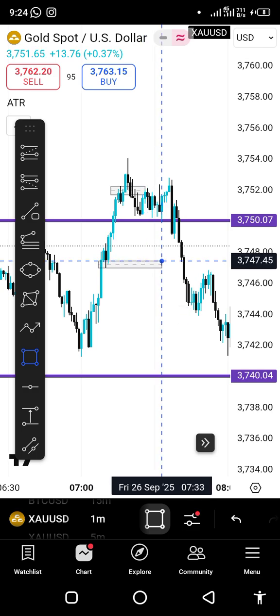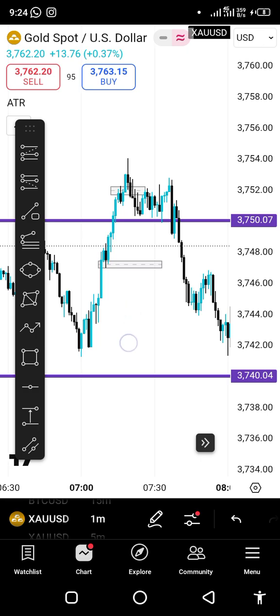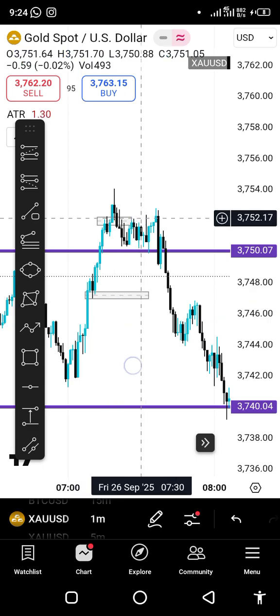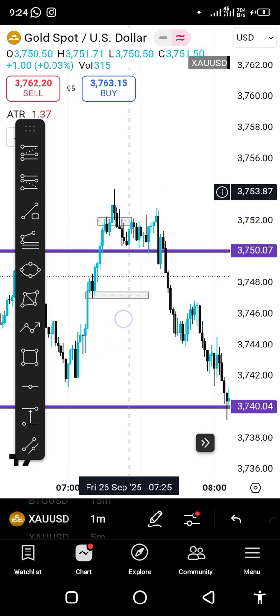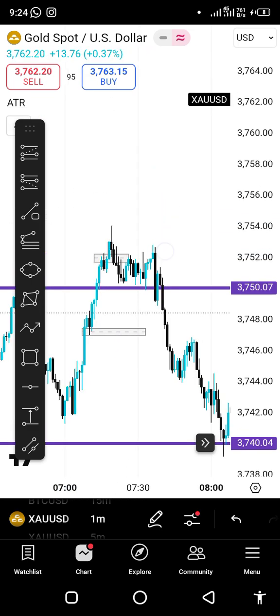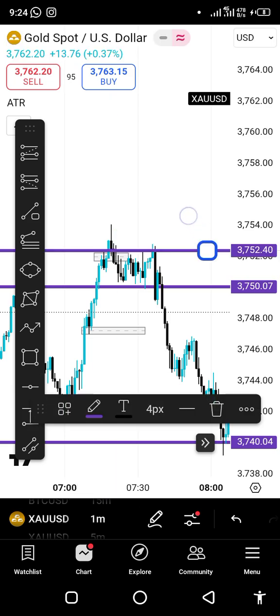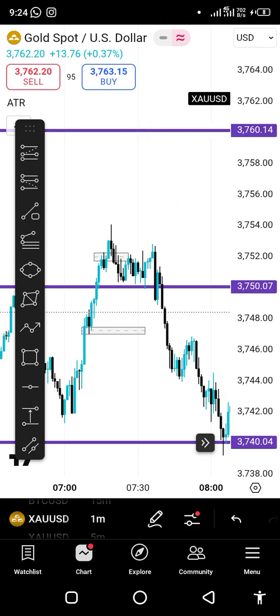Now this is my setup. This is how my setup looks. If I'm looking for a continuation, I'm reacting. If I want price to go up, I want price to break this high that was formed, close above, and then give me a retest. I'm going to take an entry to the next psychological level, which would be 3760.